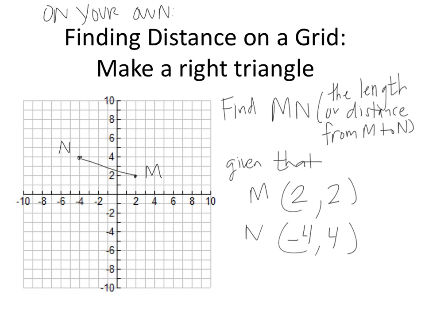And now, on your own, based on all of the examples that you've seen, the challenge for you is to figure out the length or the distance of MN, given that it is a slanted line. What you will do is make a right triangle first, and then use the Pythagorean theorem to find the distance or the length of MN. Good luck. Make sure that you do this problem completely. You should be able to do it.